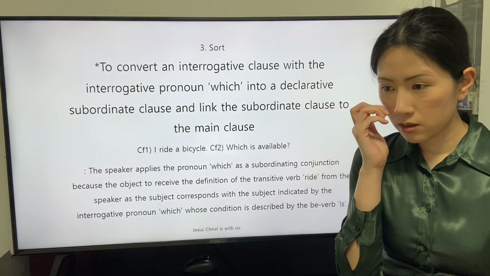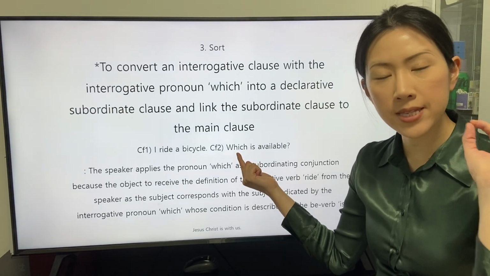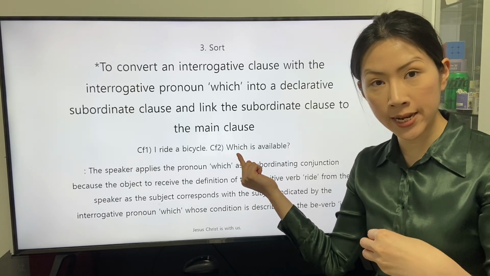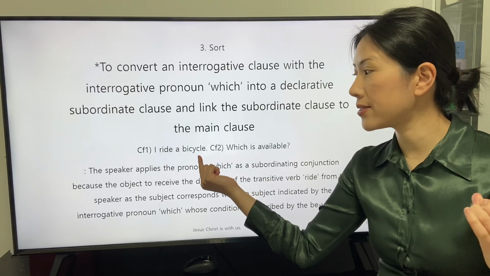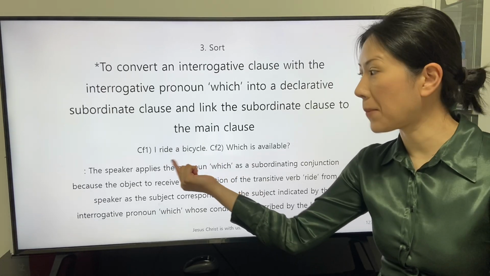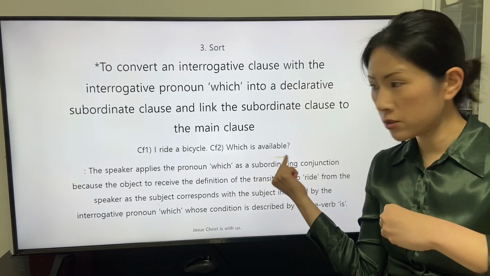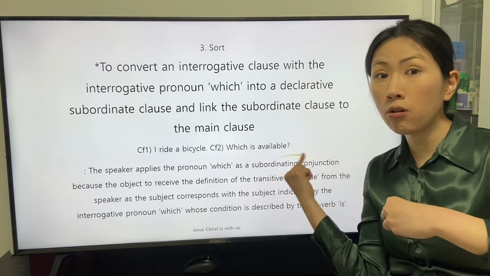So, the speaker applies the interrogative pronoun which as a subordinating conjunction. The speaker replaces the phrase of the noun bicycle with the subordinate clause as an indication as a whole.